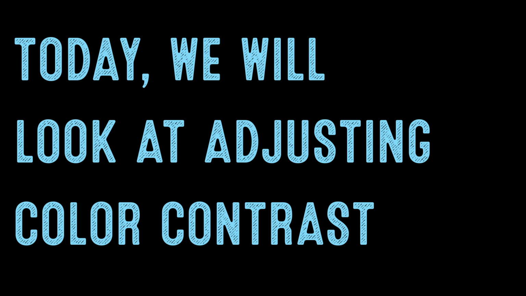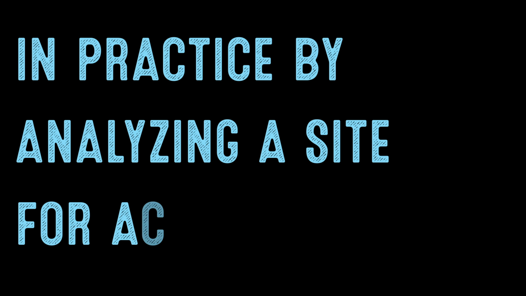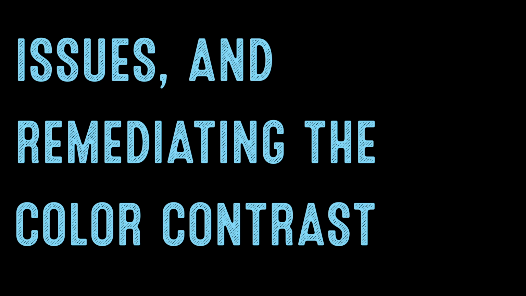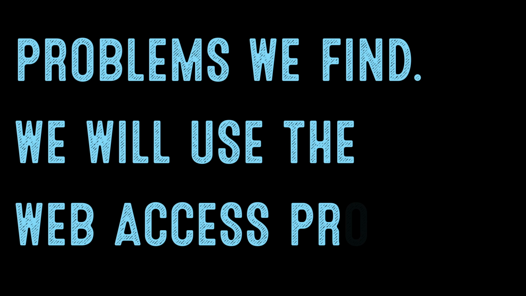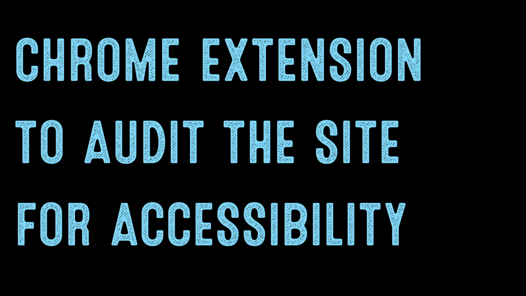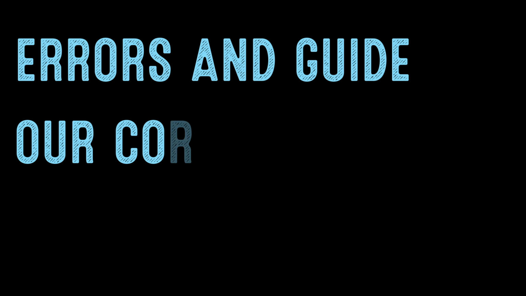The Daily Code Snippet. Today we will look at adjusting color contrast in practice by analyzing a site for accessibility issues and remediating the color contrast problems we find. We will use the Web Access Pro Chrome extension to audit the site for accessibility errors and guide our corrections.